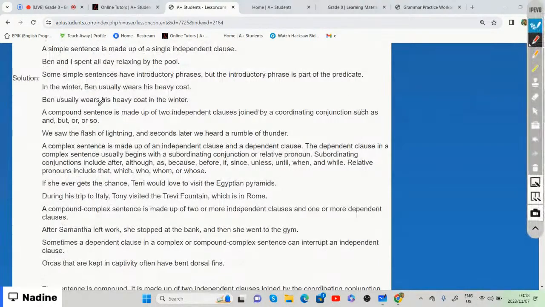Then we have a compound sentence, right? So we see the simple sentence is made up of one main clause and it has a subject and a predicate. So that is basically a complete sentence, an independent clause, an independent sentence. Then we have a compound sentence, and it is made up of two independent clauses joined by a coordinating conjunction such as and, but, or, so.